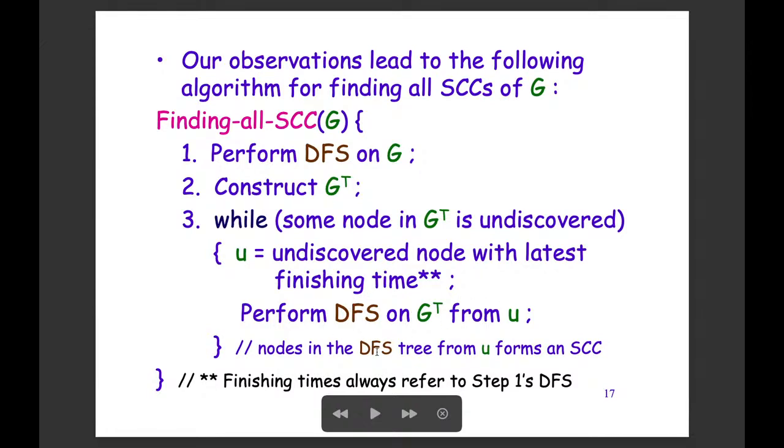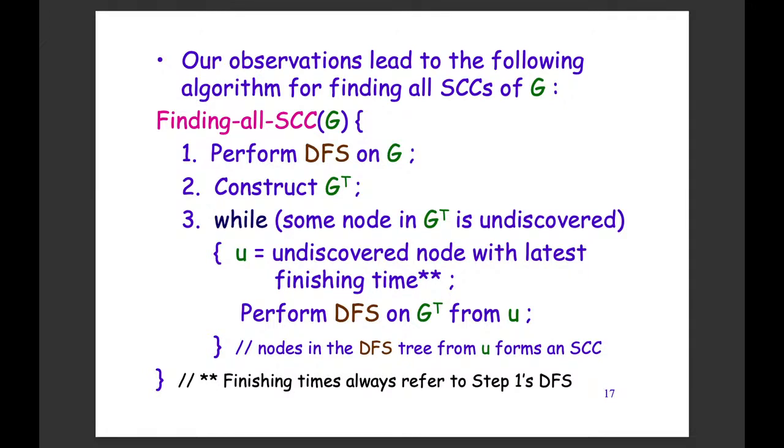After that, we extract the first component that contains U. And what we want to do next is check the next undiscovered node if it is still there, and then find the one which has the largest finishing time, and perform DFS on it. We perform this again and again. Let's say we perform this while loop k rounds. That means that we have exactly k strongly connected components in the graph.